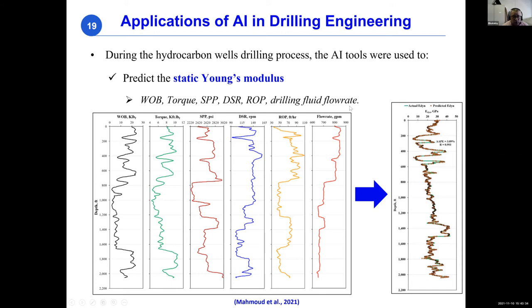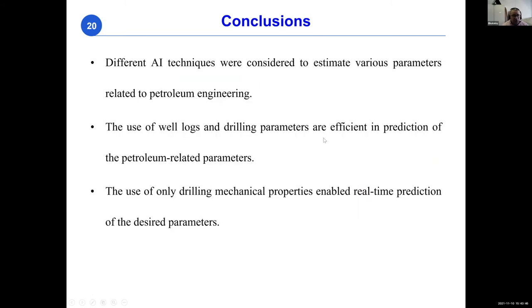And for one of the fields that we have data for, we were able to predict the dynamic Young's modulus based on the drilling data. So what I want to say is that different AI techniques were considered to estimate various parameters related to petroleum engineering. The use of well logs and drilling parameters is efficient in predicting petroleum-related parameters. Our objective first was to predict logs from logs, but now we are working only on the drilling data to predict important parameters such as rate of penetration, other drilling issues, or geomechanical parameters.